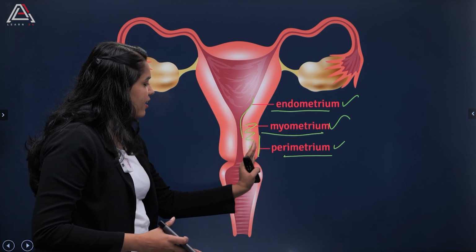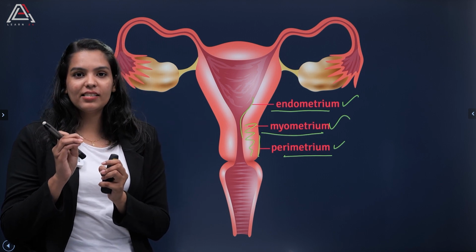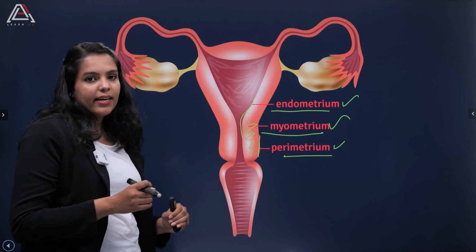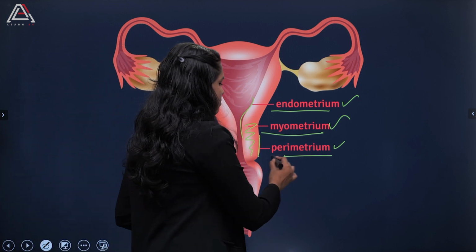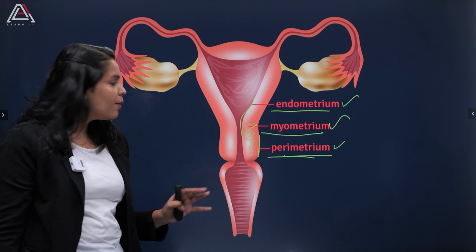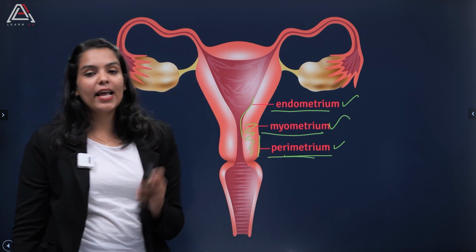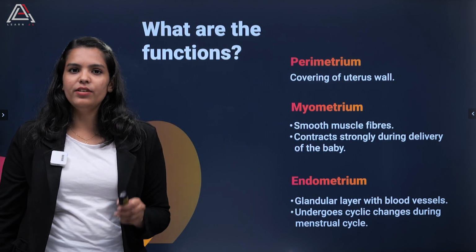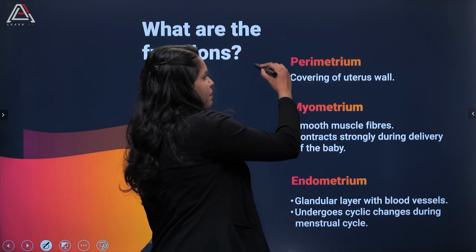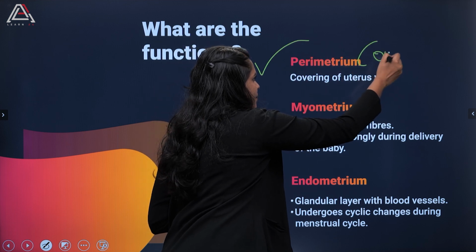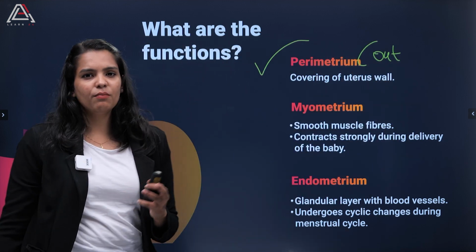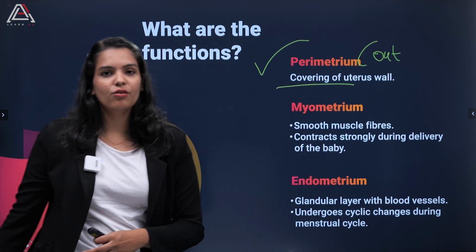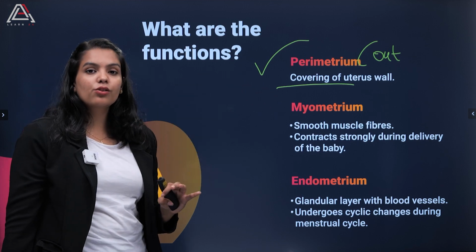Here you can see the simplest method to understand: there is an outer layer, there is a middle layer, and there is an inside layer. Okay, so the outer layer is perimetrium, the middle layer is myometrium, and the innermost layer is endometrium. So let me just tell you the functions of each and every layer. The first layer, the perimetrium, which is the outermost layer, is basically acting as a covering of the uterus wall itself. Okay, so it basically covers the uterus wall.